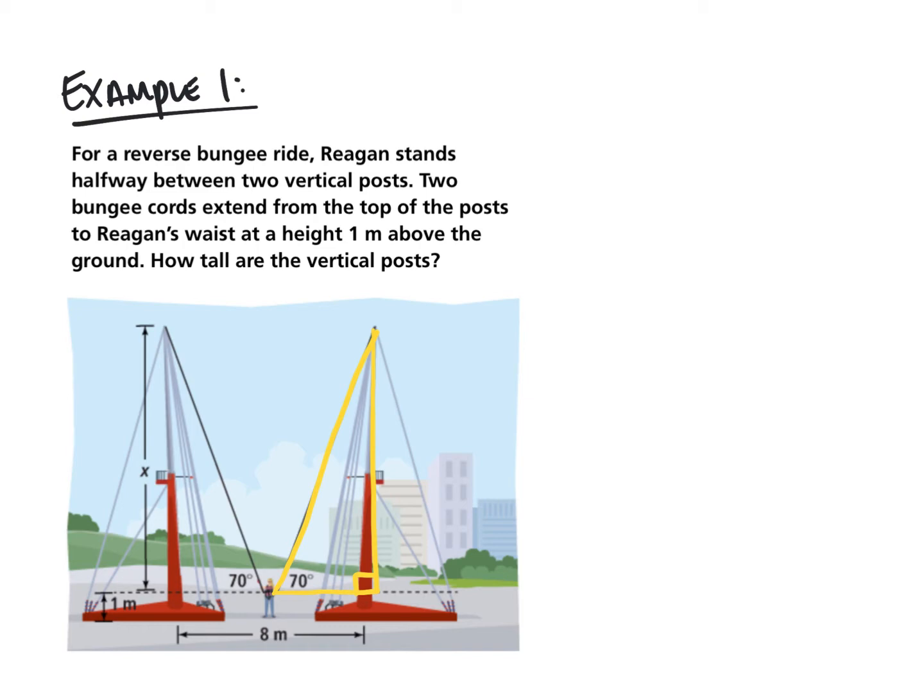I know that this angle here is 70, and then I know that this side is half of this 8, because it says Reagan is standing halfway between the two vertical posts. So let's put a measurement of 4 right down here. All right, so we got 4 for this length right here, 4 meters technically. What we can now do is use SOHCAHTOA. We haven't used that for a while, but we can use SOHCAHTOA to find this distance. And let's do that right now.